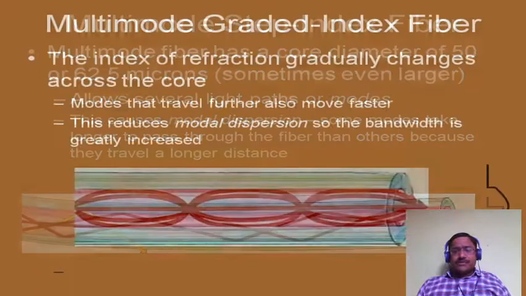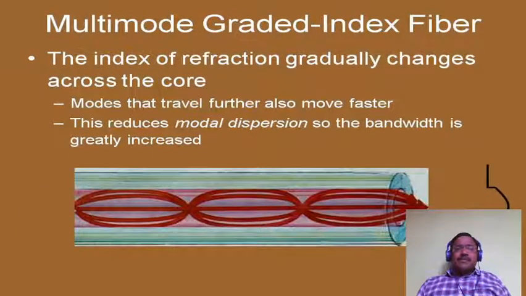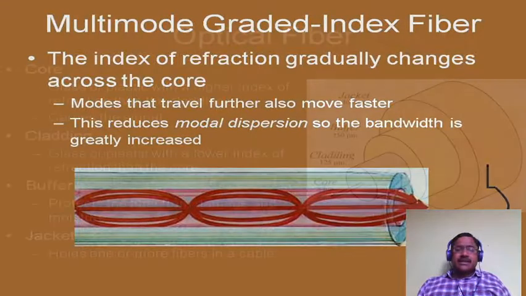In the multimode graded index fiber, the index of refraction gradually changes, as I told you, across the core, and modes that travel further also move faster. This reduces the modal dispersion, so the bandwidth is greatly increased.